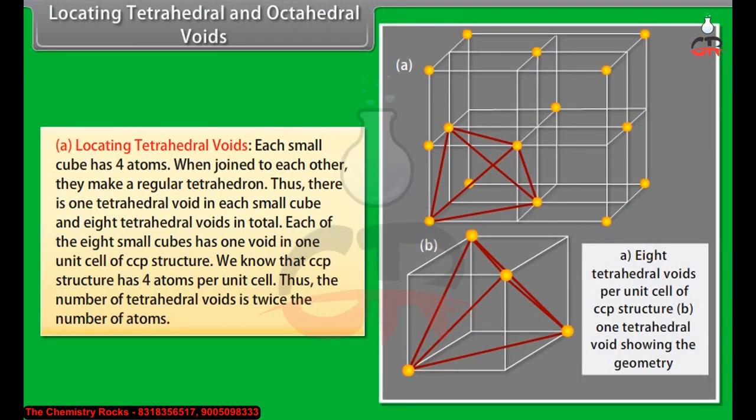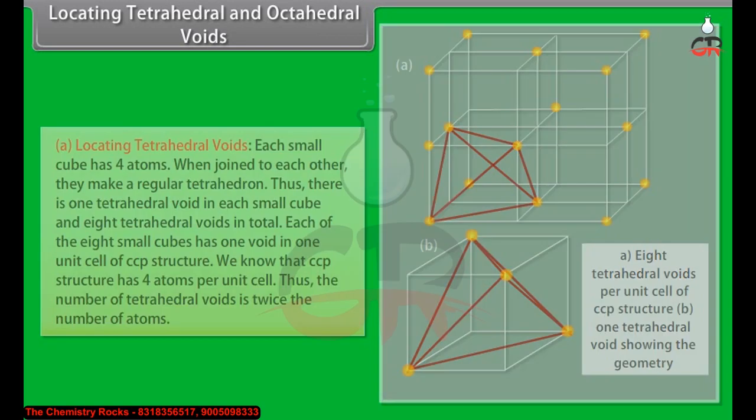Locating tetrahedral voids. Each small cube has 4 atoms. When joined to each other, they make a regular tetrahedron. Thus, there is one tetrahedral void in each small cube and 8 tetrahedral voids in total. Each of the 8 small cubes has one void in one unit cell of CCP structure. We know that CCP structure has 4 atoms per unit cell. Thus, the number of tetrahedral voids is twice the number of atoms.